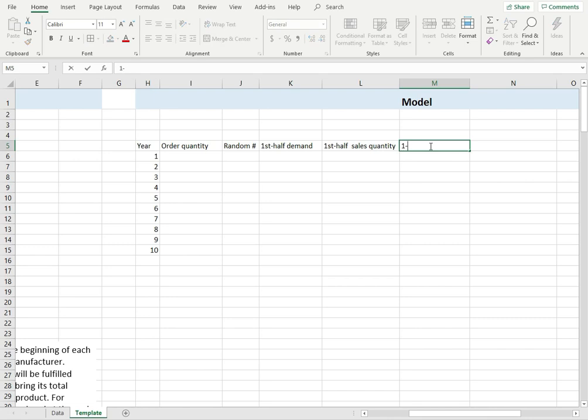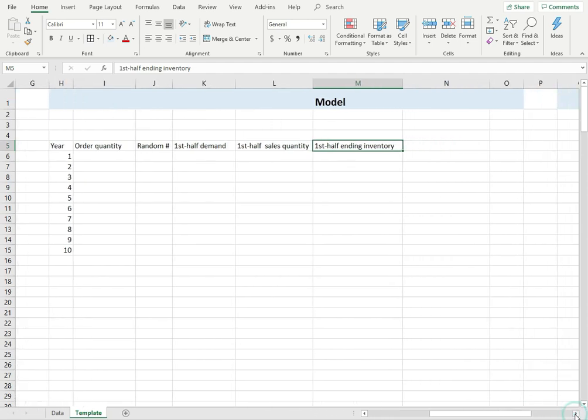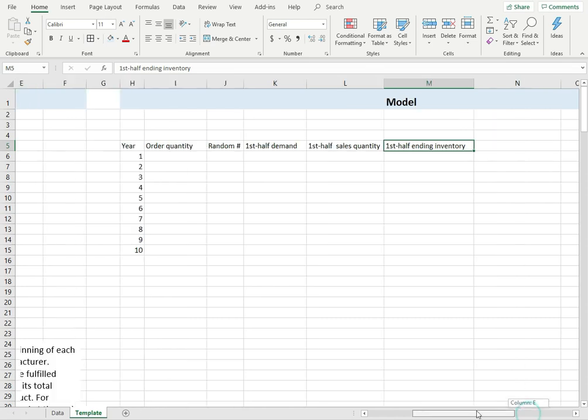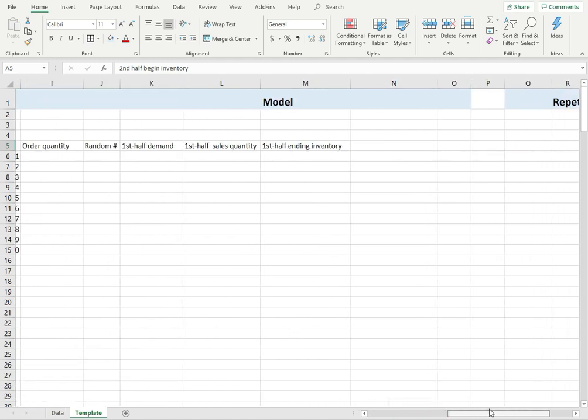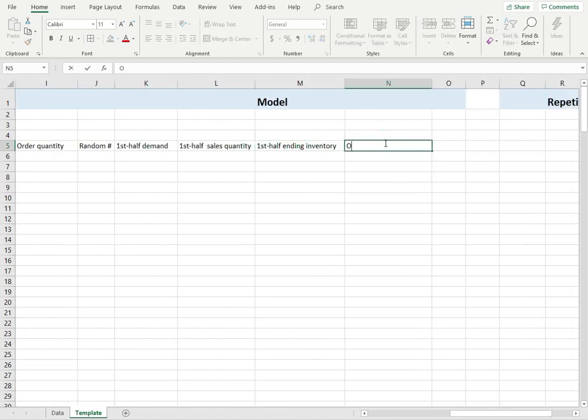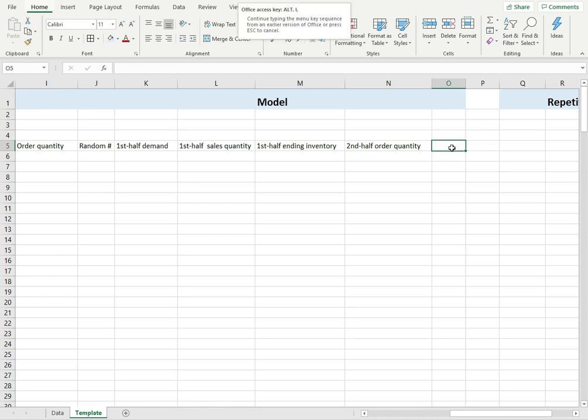So first half ending inventory. And the reason we need this first half ending inventory is because then we need to use it to find out how much we need to order for the second half. The case says that you order the quantity such that the available inventory for second half comes to 1100. Okay, so I'm going to record it. This is the second half order quantity. I'm going to order the quantity such that the available inventory comes to 1100.